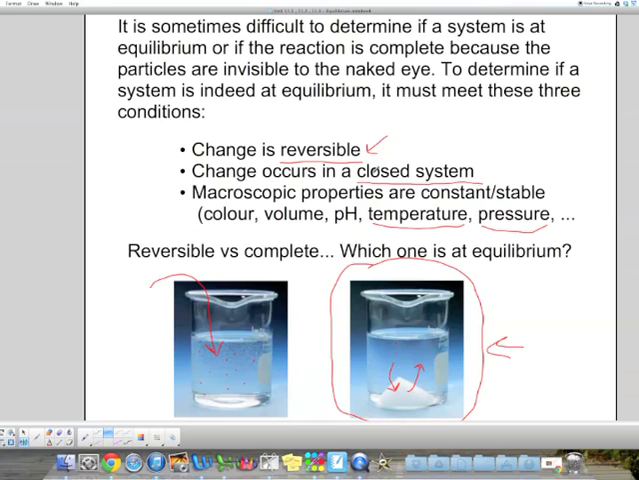We can only have systems at equilibrium if we have a closed system and if the other parameters of temperature, pressure, and whatnot are all constant.